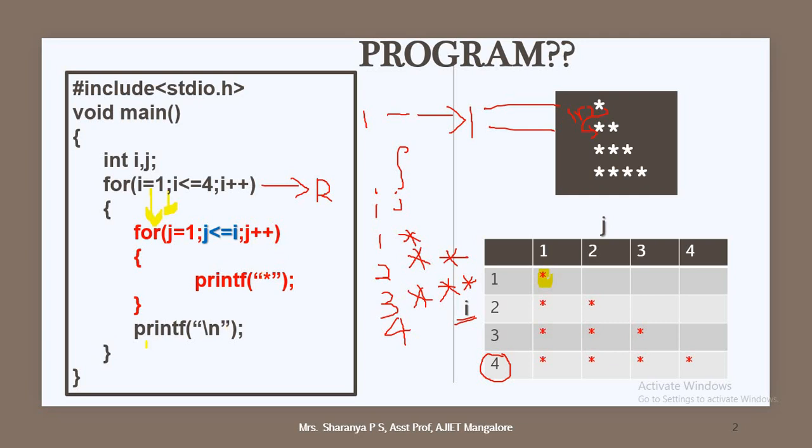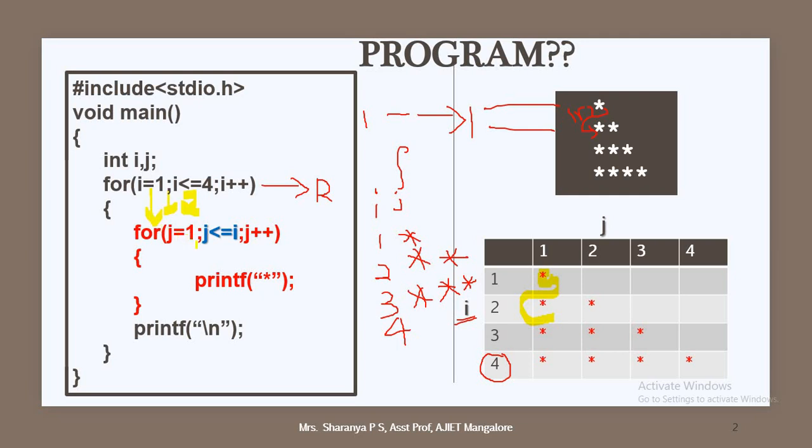No, the condition is false, so it will execute the next statement. That's why the control will come to the next line. Next, the i value is getting incremented. Now the i value will be 2. With the i value 2, the j loop will be running.